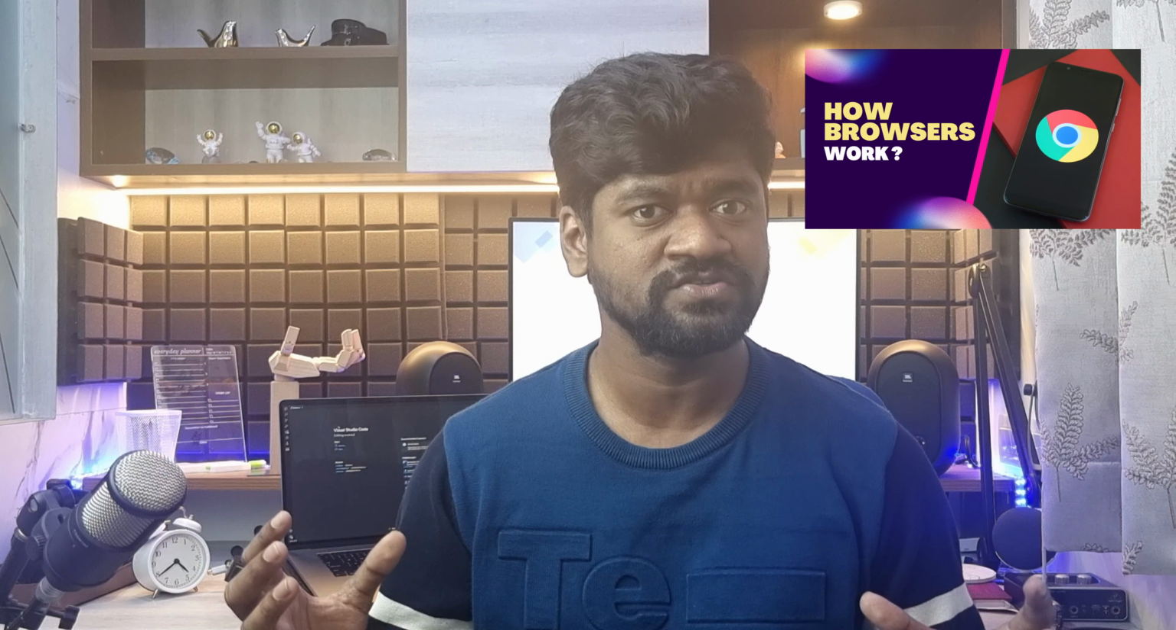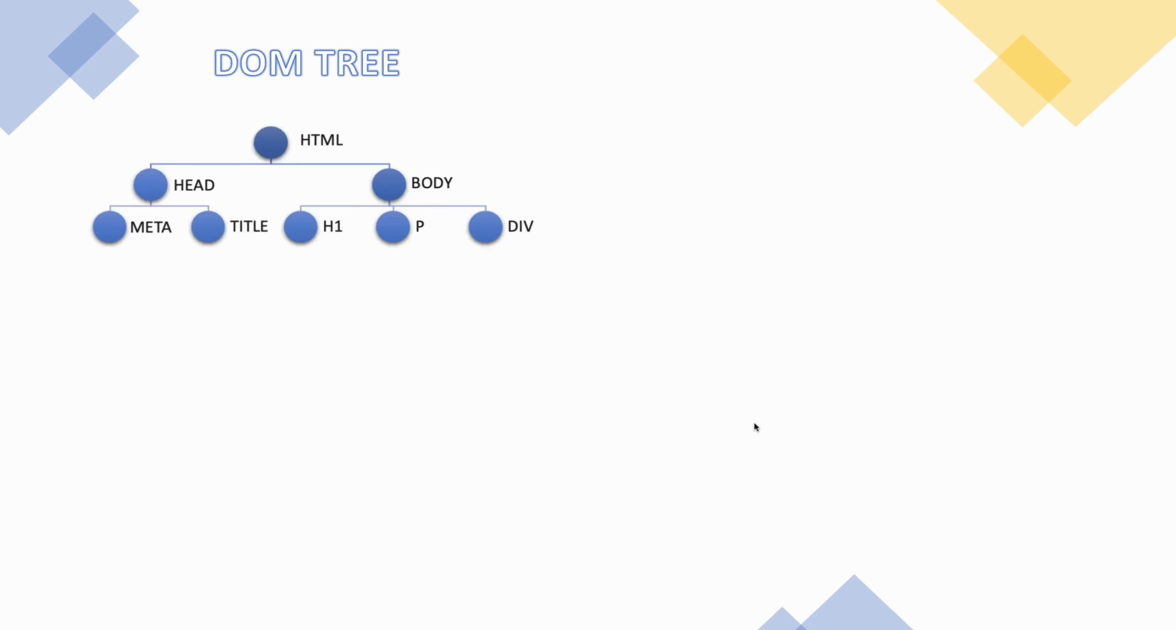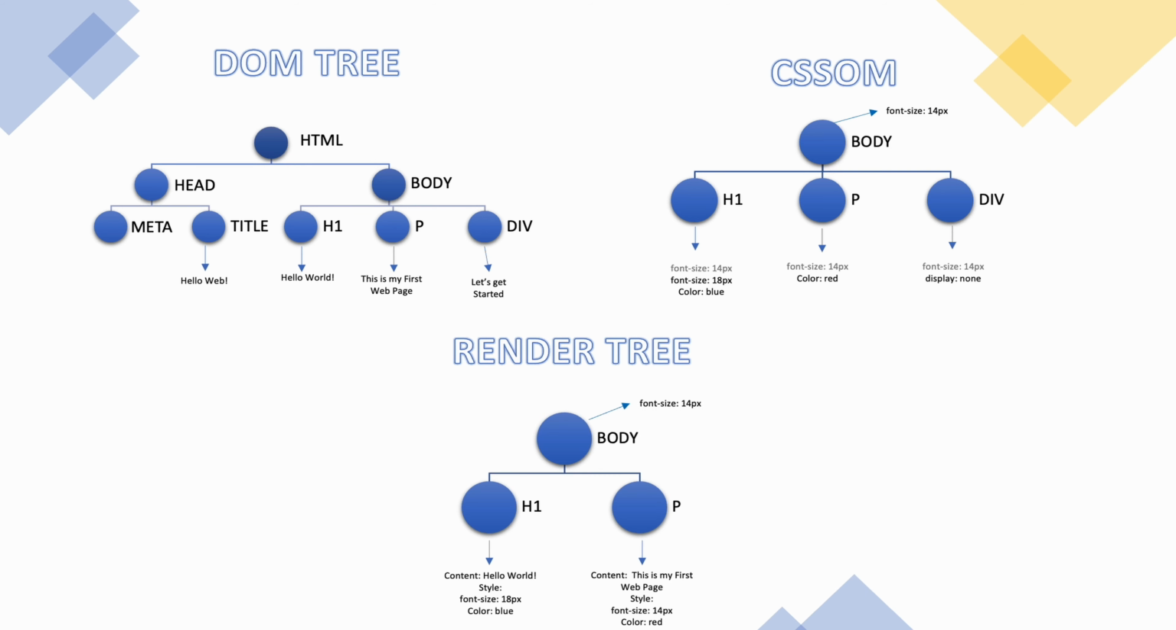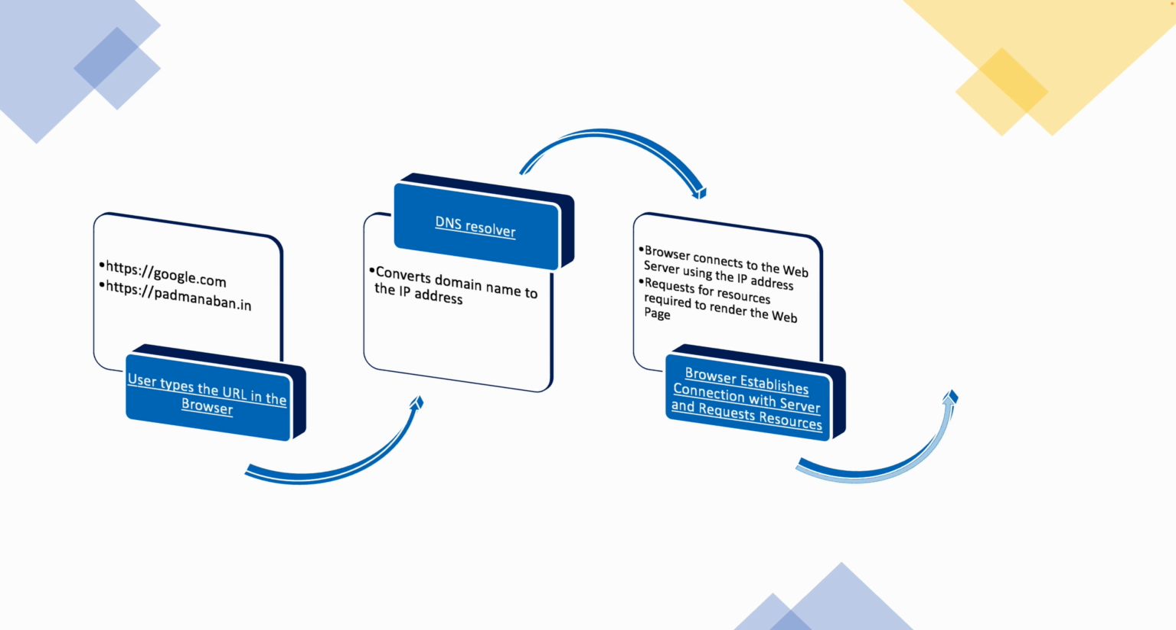And then we understood how the browser renders that web page, how the HTML is getting converted to a DOM tree and how CSS is getting converted to CSS object model tree and how the browser renders it. And then we saw how the web works. Whenever we type something in the URL, how the client establishes the connection with the server, how it gets the IP address by using the domain. So we saw all those things.